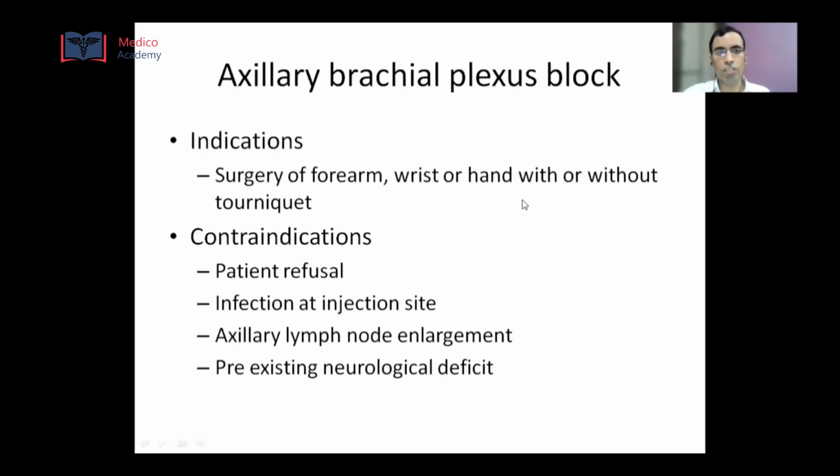The indications for this block include surgery on the forearm, surgery on the wrist, or surgery on the hand. This includes surgeries that require application of tourniquet. The contraindications for this block are refusal by the patient, infection at the injection site, the enlargement of axillary lymph nodes, or any pre-existing neurological deficits in the ipsilateral upper limb.